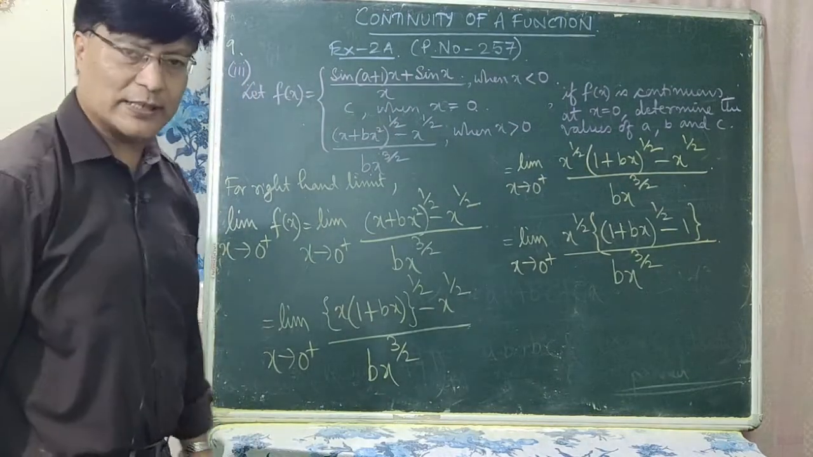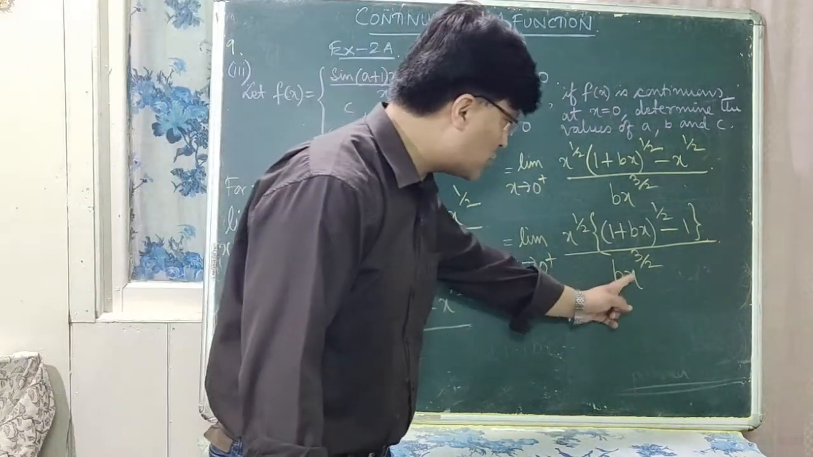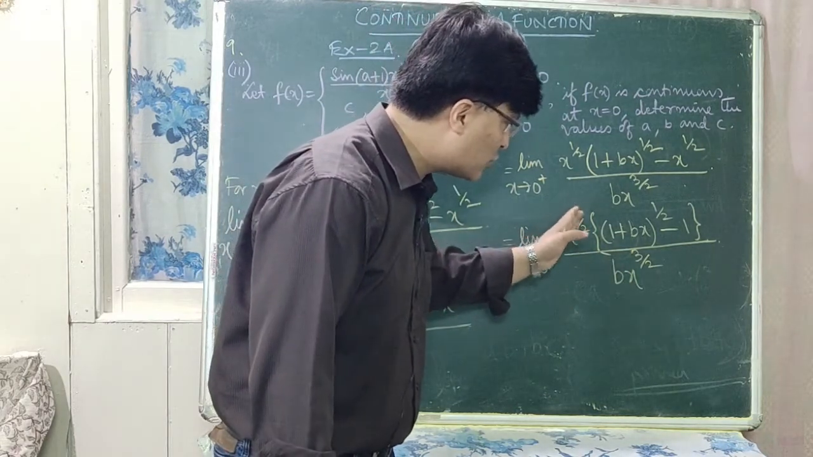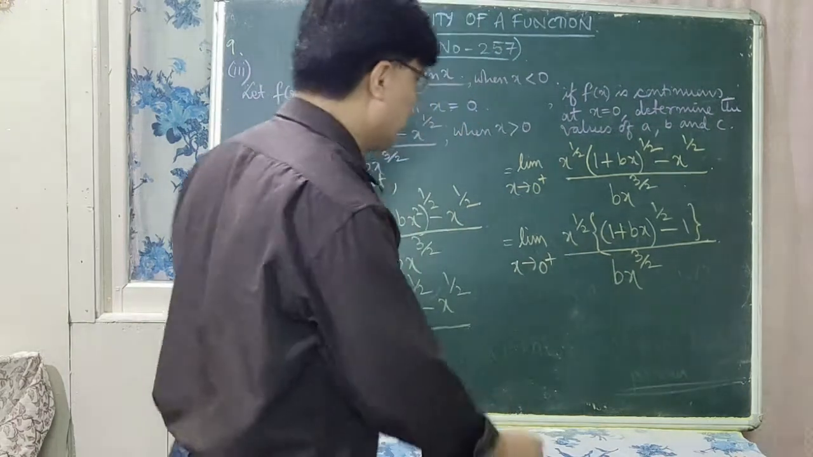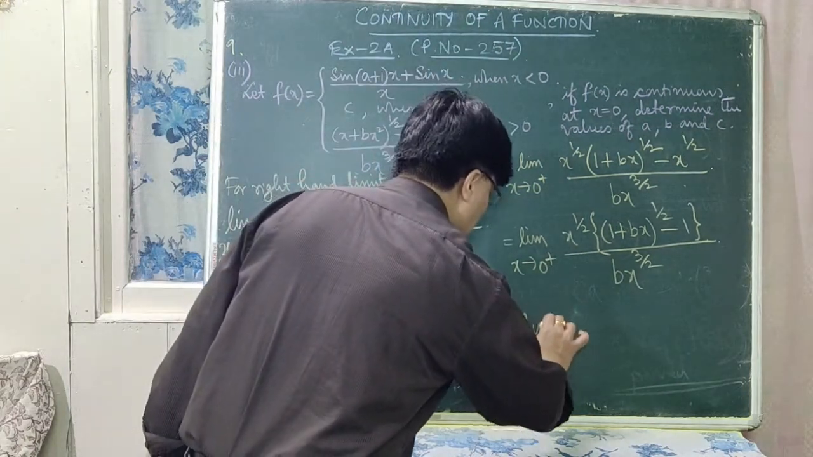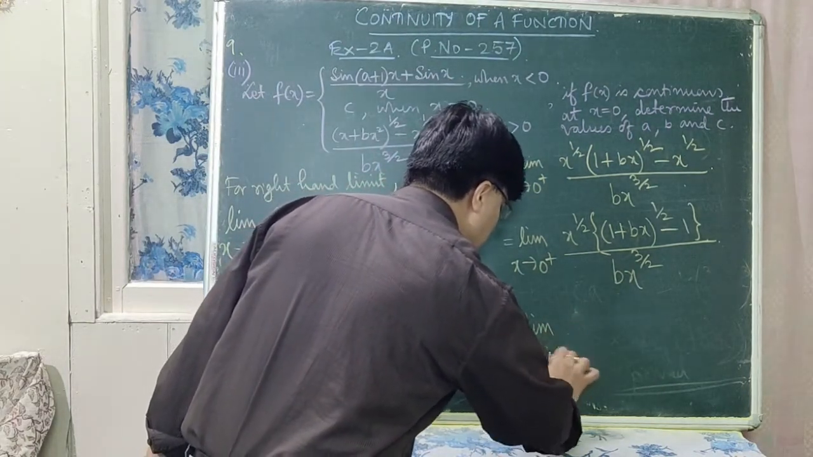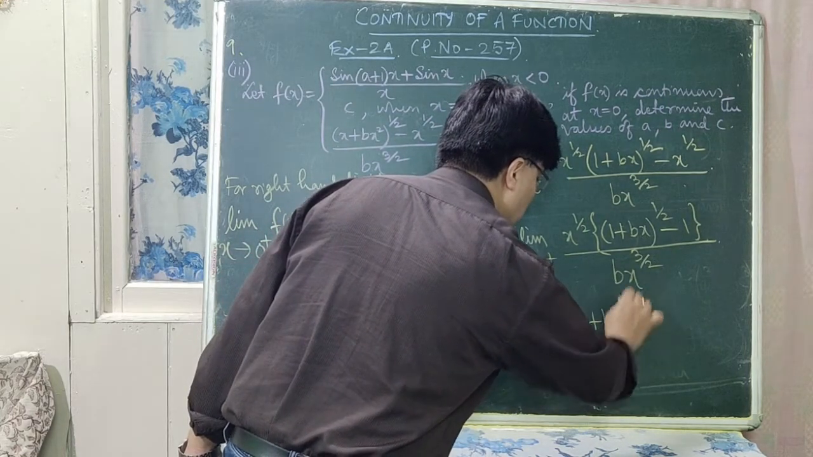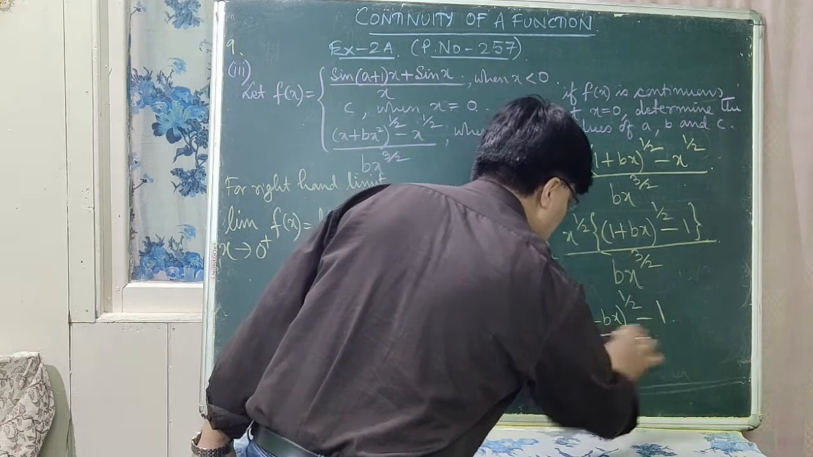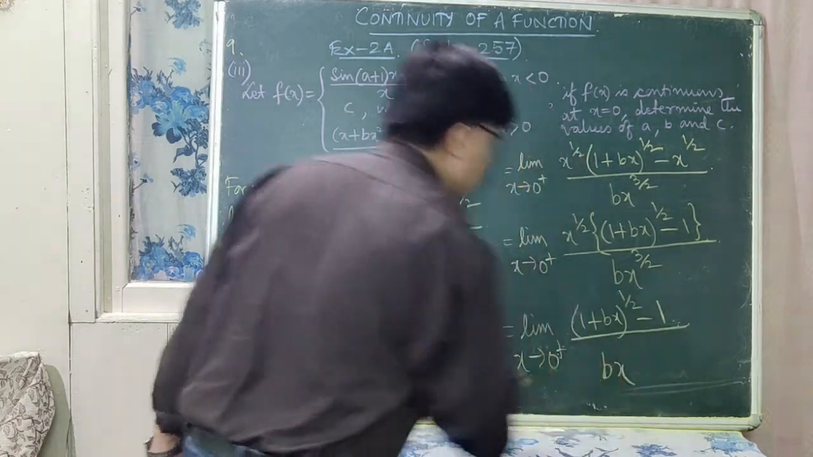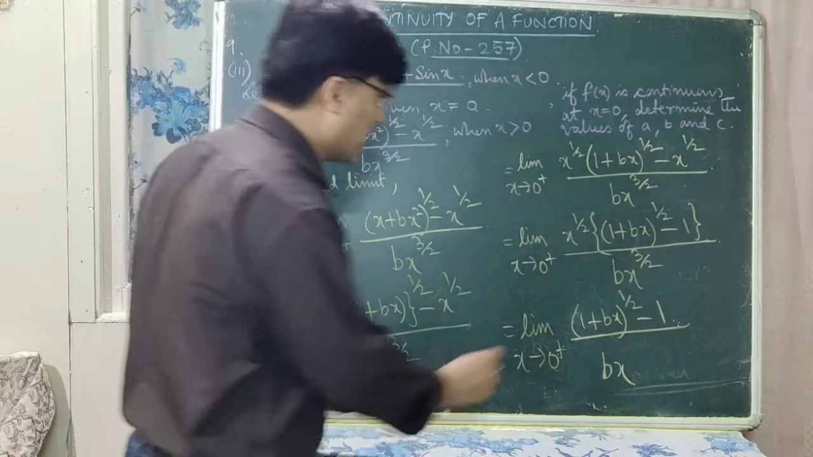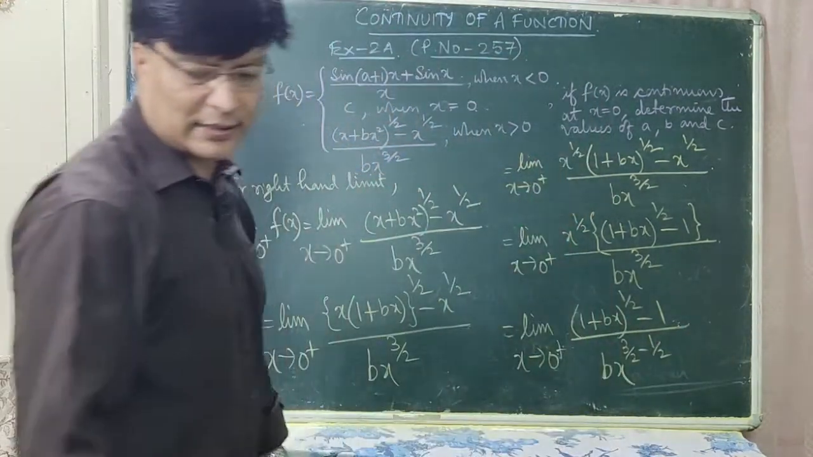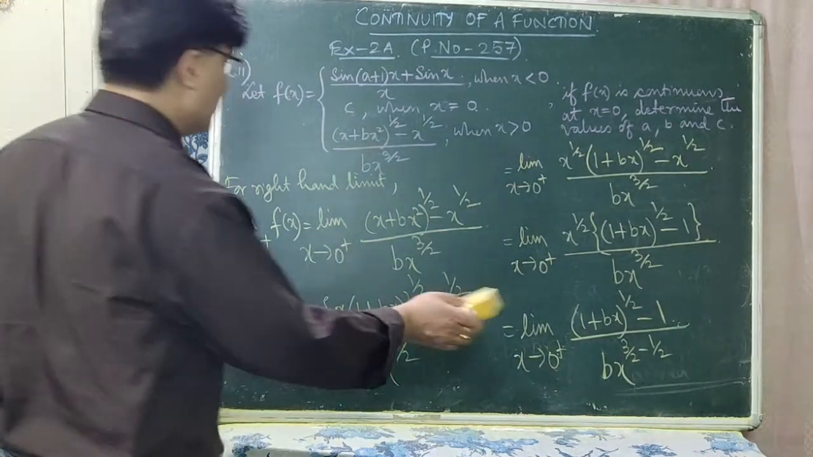So I think you have understood it. So you can simplify this x to the power 3 by 2 and x to the power half. When this x to the power half goes to the denominator, it becomes minus half, right? So it is equal to limit x tends to 0 plus, (1 plus bx) whole to the power half minus 1, divided by bx to the power, what is the power in this case? It is 3 by 2 minus half. Is that clear to all of you?